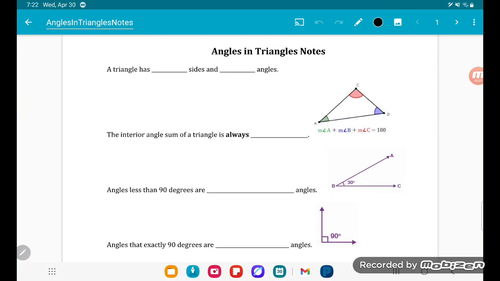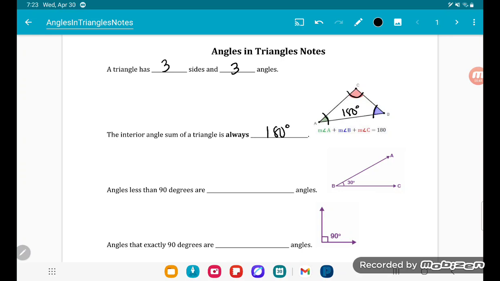In this video, we're going to discuss angles in triangles. So starting off, a triangle has 3 sides and 3 angles. The interior angle sum of a triangle is always 180 degrees. Because a triangle has 3 angles, if you look at the one noted, angle A, angle B, and angle C, if you add up the angles, again, the angles are inside the triangle. All 3 of them are going to add to equal 180 degrees.